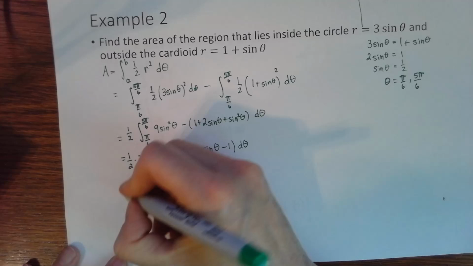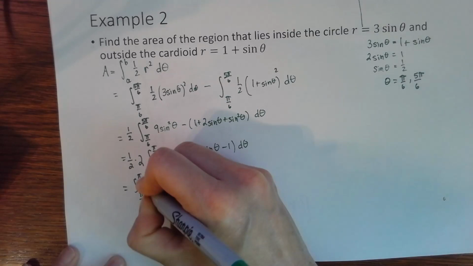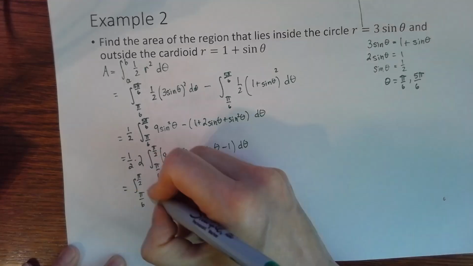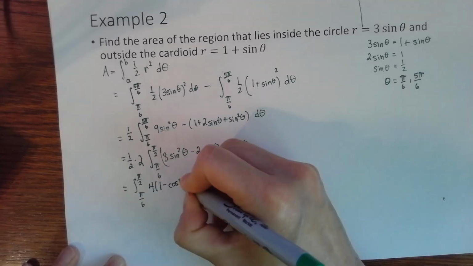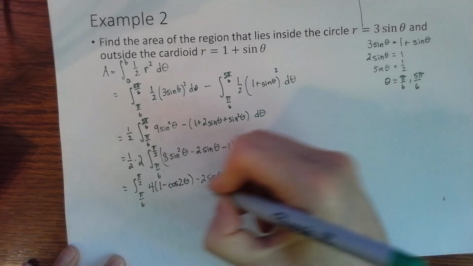Okay, so that's just the integral from pi over 6 to pi over 2. And then we need to do a substitution. If we substitute this, this will be 8 times 1/2, so it's going to be 4 of 1 minus cosine of 2 theta, and then minus 2 sine theta minus 1.